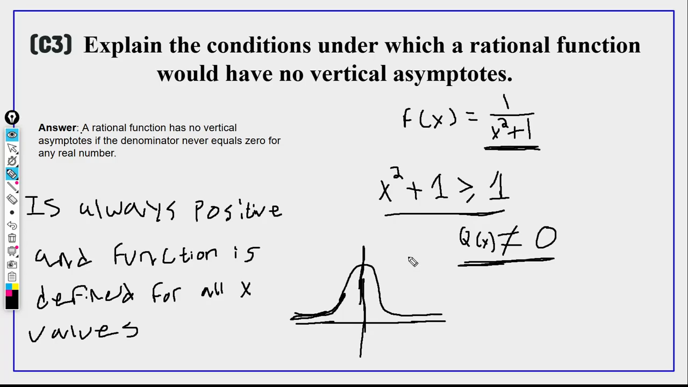So this function f(x) equals 1 over x^2 plus 1 never has a vertical asymptote because the denominator is never equal to 0. See? So for this, if it would equal 0, x equals 5, and then we would put x here. So that's why the graph is smooth and doesn't shoot off.